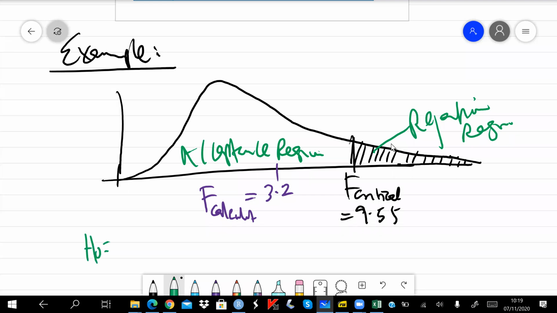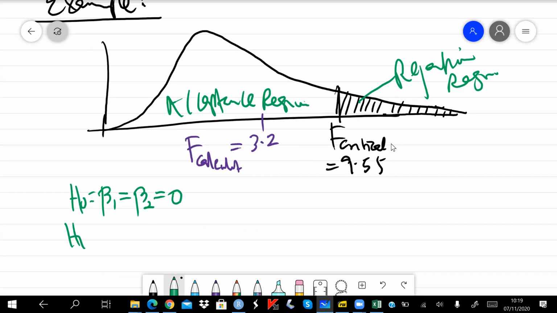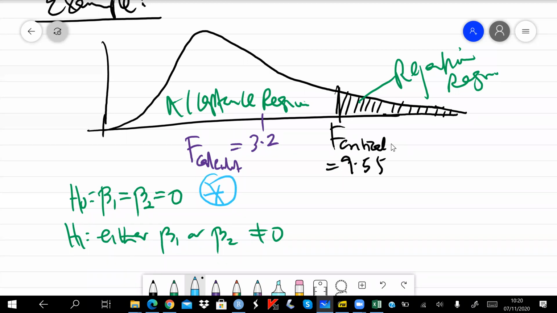Remember, in this case, our null hypothesis looks like this: beta 1 is equal to beta 2 is equal to 0, because we have only 2 slope coefficients, or we have 2 independent variables. We are trying to test that against H1, that either beta 1 or beta 2 is different from 0. Either one of them. If there were 3, I would say at least one of them is different from 0. So here we are failing to reject the null statement. So that means, and this agrees with our output, because in our output we saw that all the regression coefficients were not significant.